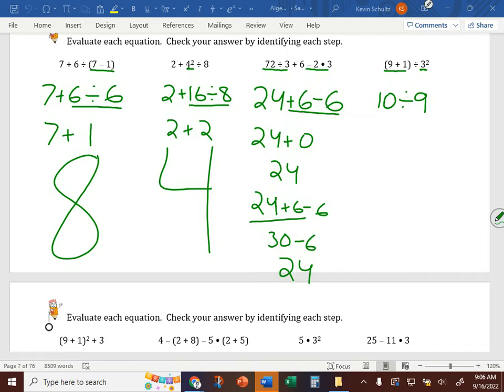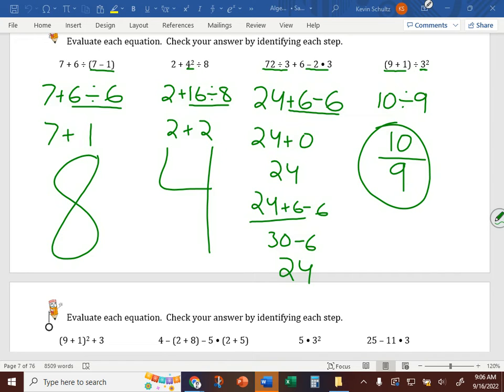Since we're in algebra now, we'll sometimes get values that aren't very pretty. 10 divided by 9 doesn't work out evenly. I don't want you to be afraid. How could you write that 10 divided by 9? Chase. 10/9. That fraction bar literally means division, and this would be an acceptable answer.